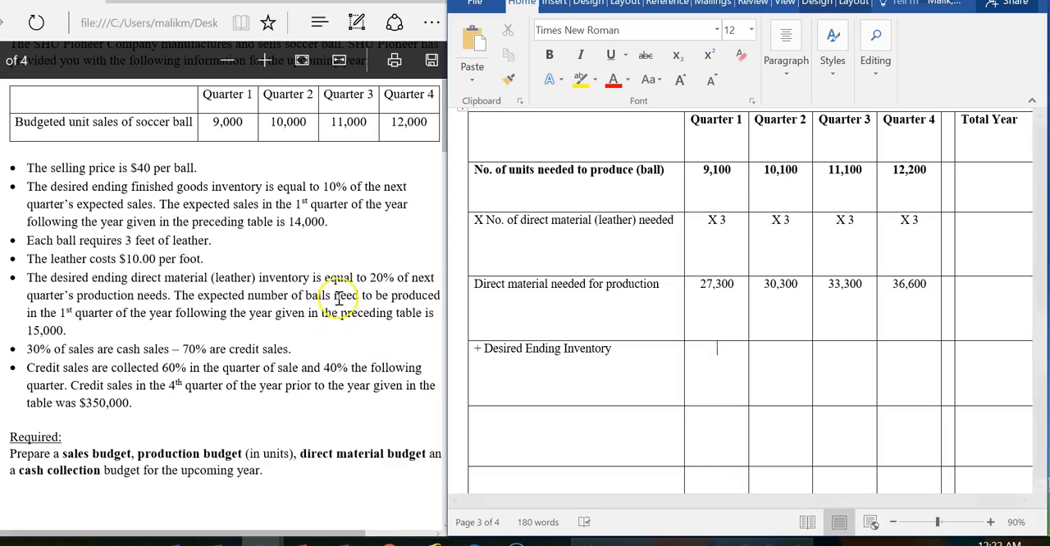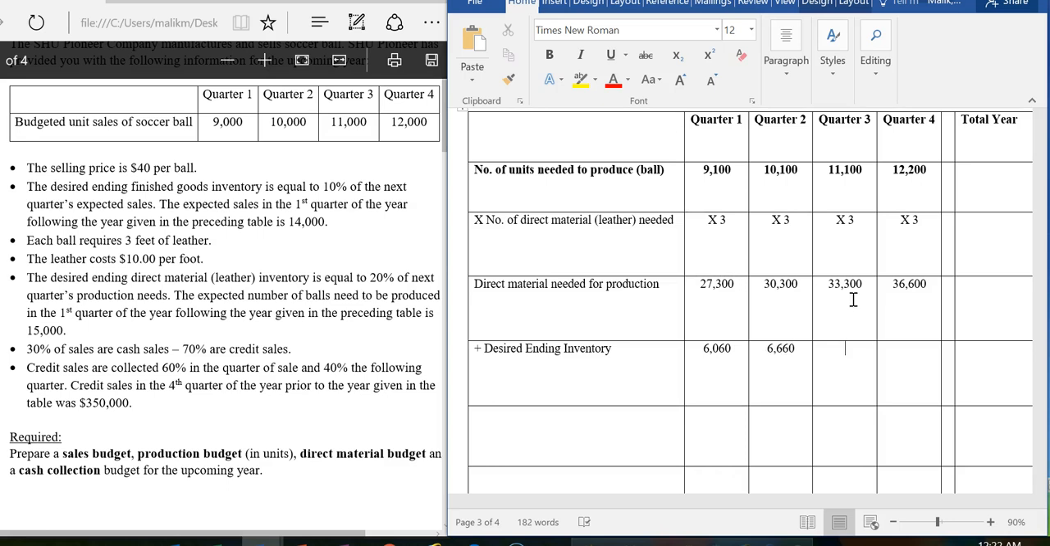Again, the policy is 20% of next quarter's production needs. So take 20% of it, that means 30,300 times 0.2, and we will get 6,060. Then for quarter 2, take 20% of quarter 3's production need. That means 33,300 times 0.2. If we do the numbers, I got 6,660.